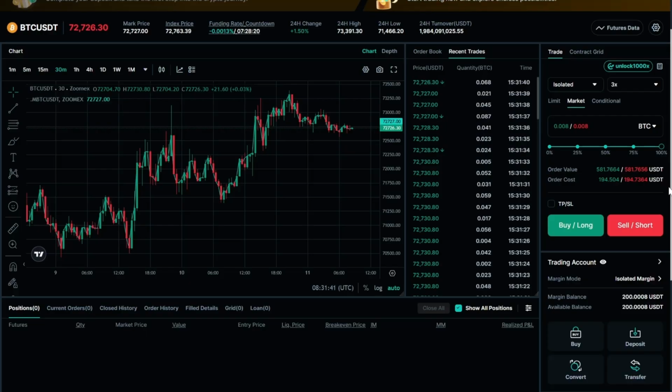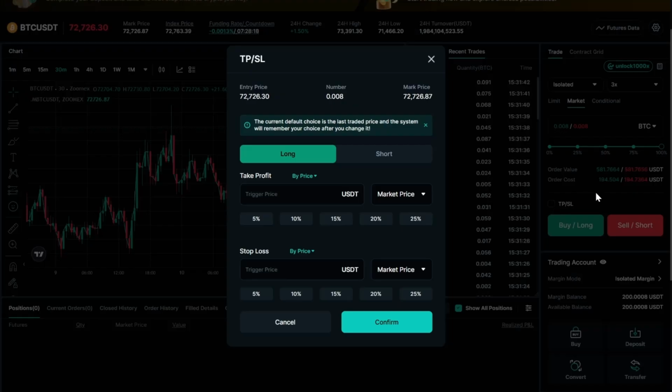Before we execute our long, we can see there is a take profit and stop loss box. This is where we can set a take profit and stop loss before our trade. We have different ways we can set a take profit and stop loss. We have by price, by P&L percentage, and by profit loss. We're just going to stick by price as I think it's the easiest to explain.